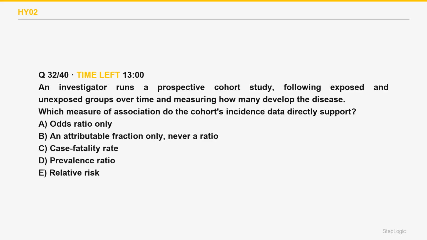Which measure of association do the cohort's incidence data directly support? An investigator runs a prospective cohort study, following exposed and unexposed groups over time, and measuring how many develop the disease. Read the command: the measure a cohort directly supports.